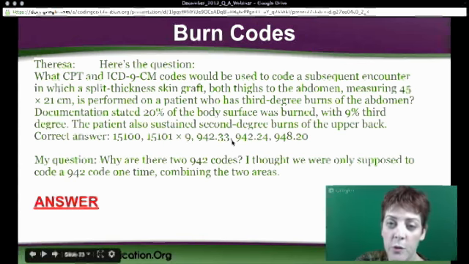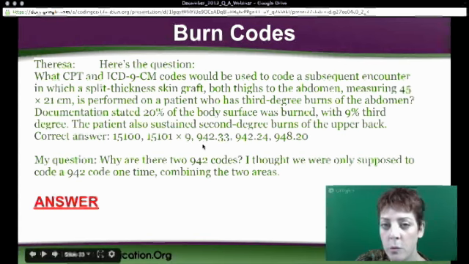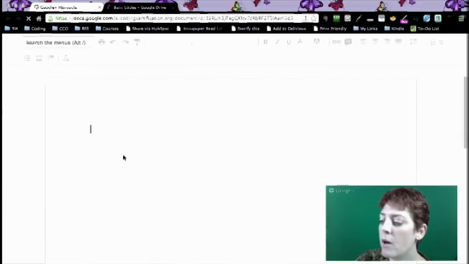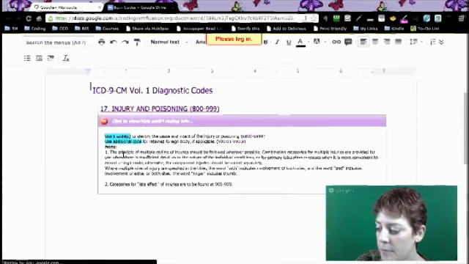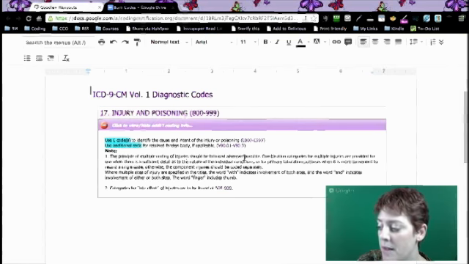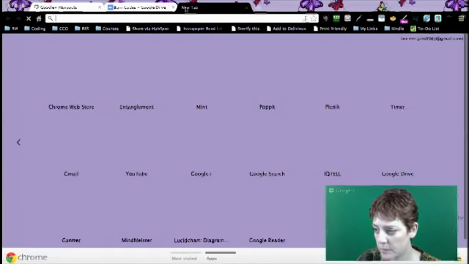The coding guidelines, when you learn ICD coding guidelines, they'll tell you for multiple burns how to handle it. Let me see what I put on my answer sheet here. Oh, I just copied the guidelines for Chapter 17, Injury and Poisoning, and it says the principle of multiple coding of injury should be followed whenever possible. So probably it's better to just go to find a code.